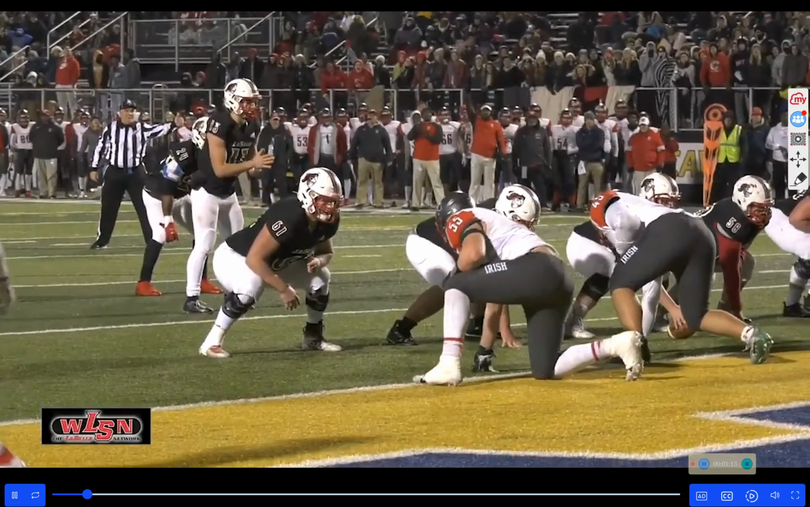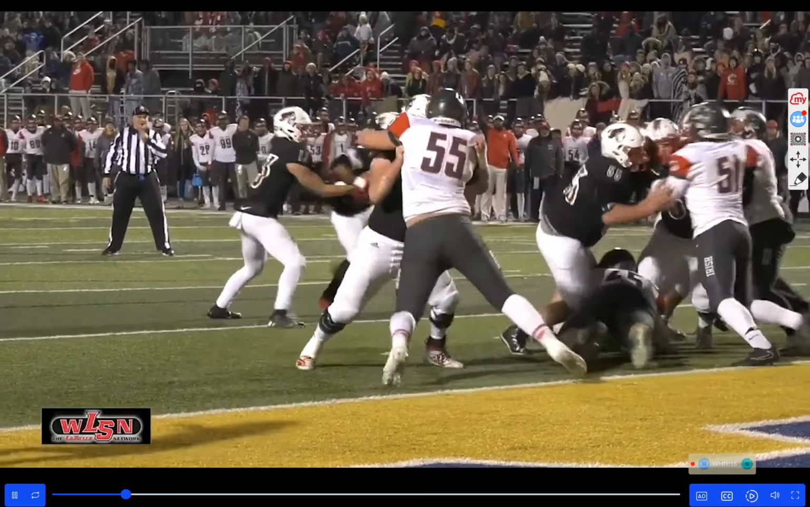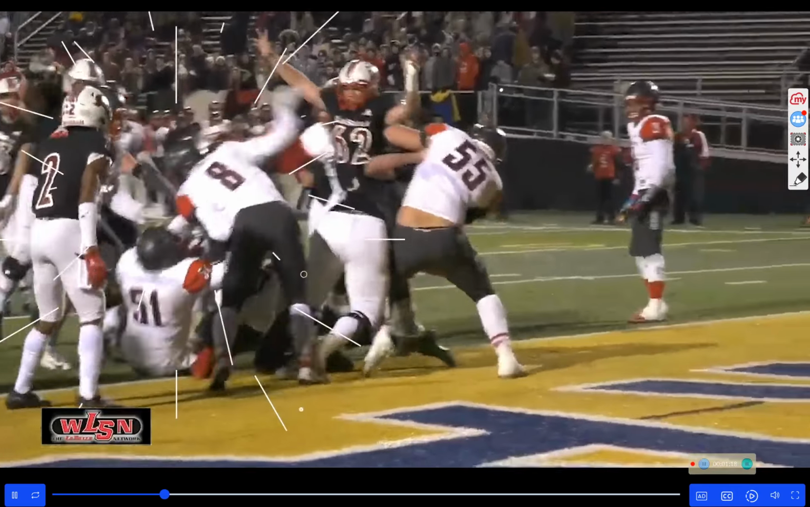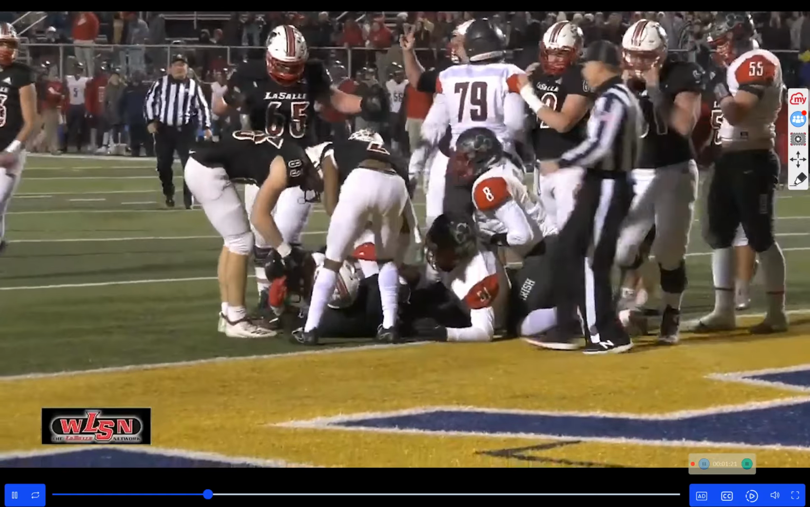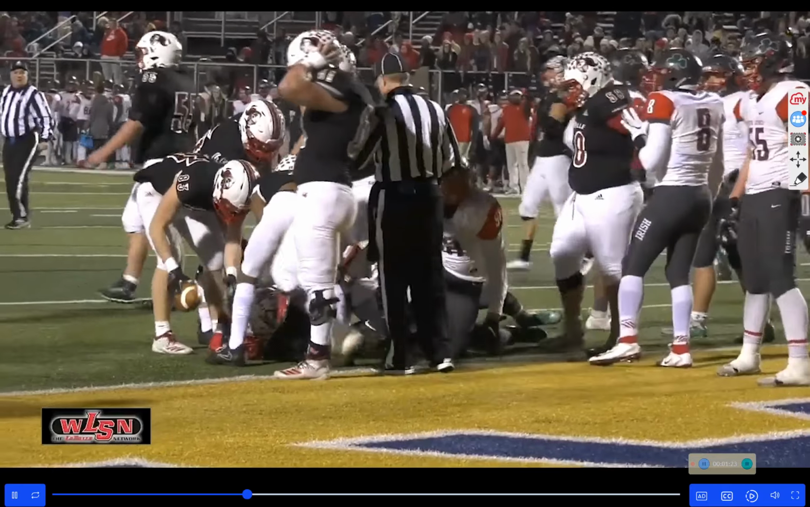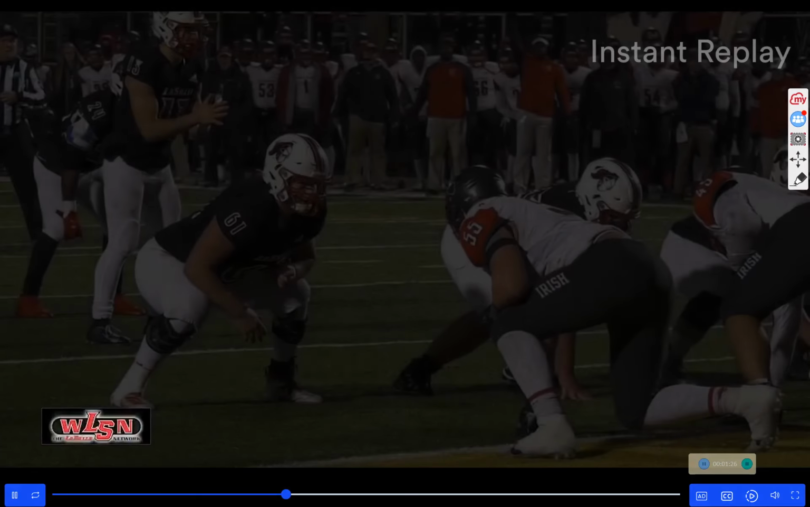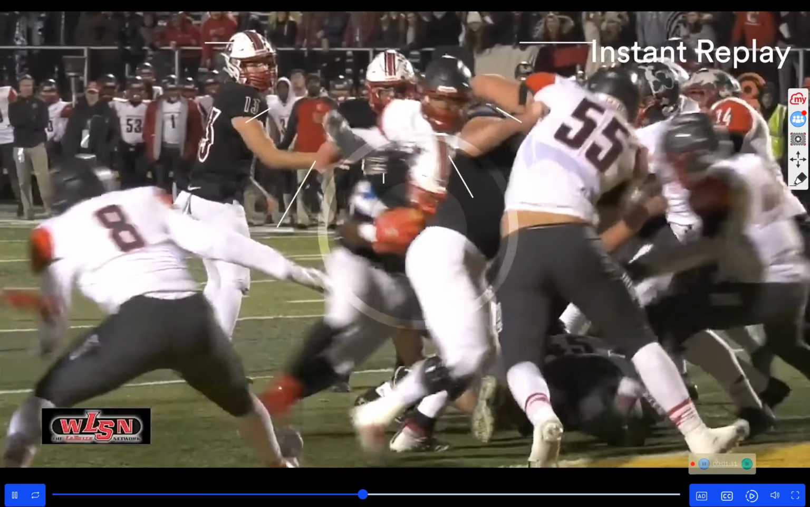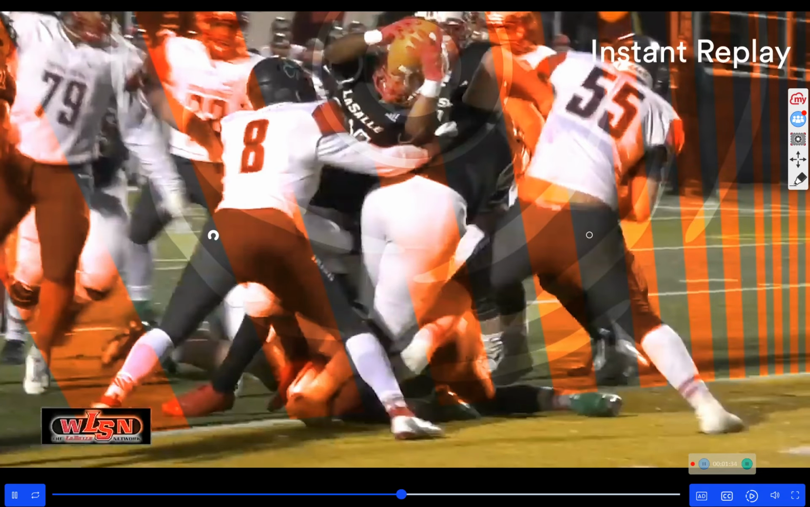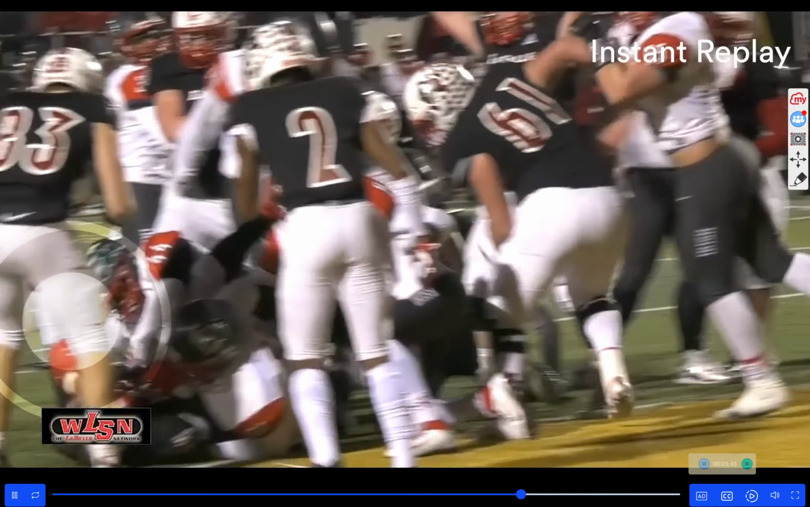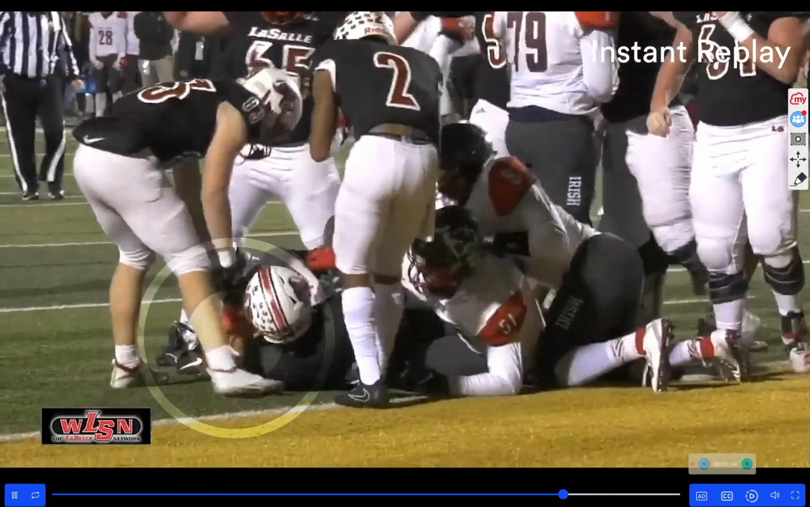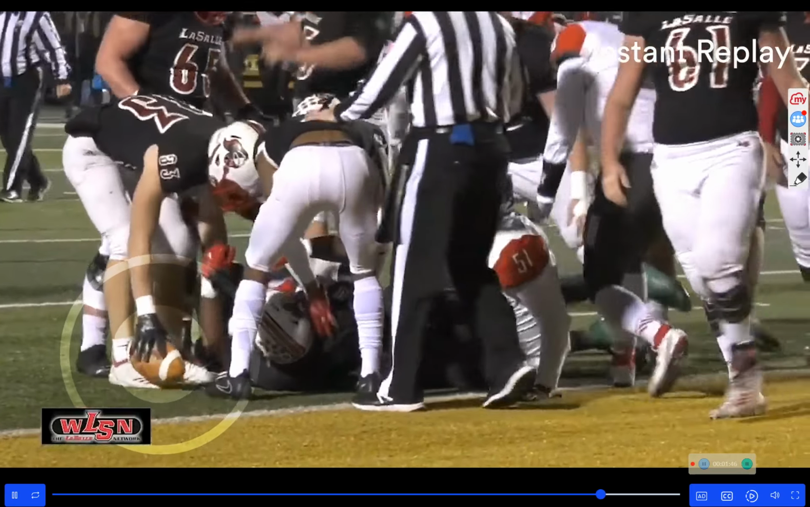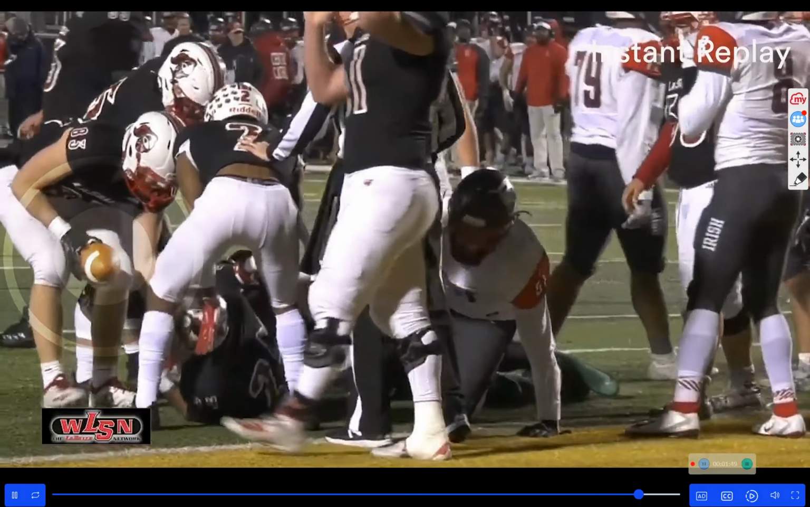3rd and goal from the 1. Quarterback takes the snap, hands it back to the running back, and touchdown! That's right, folks. He breaks the plane. Once he gets going, there's no way to stop him. That's right, folks. Touchdown. That was amazing. He breaks the plane. And that O-line just got a little bit of a push with that big running back behind him. They needed a yard. They got a yard and a half.